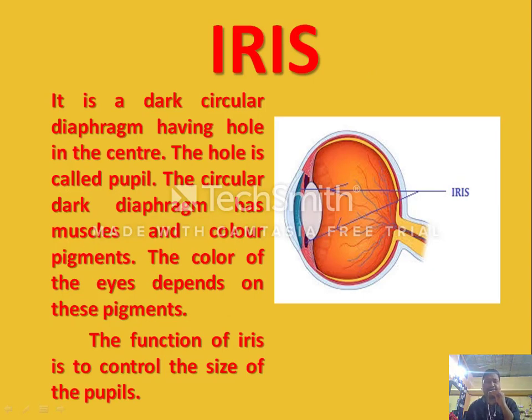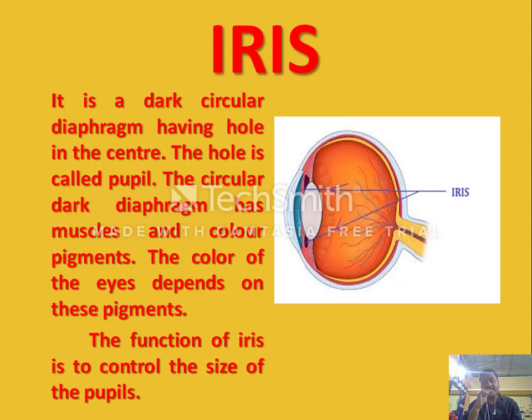The second component of the eye is called the iris, which has already been described. It's a dark circular diaphragm having a hole in the center. The hole is called the pupil. The circular diaphragm has muscles and color pigments. The color of the eye depends on these pigments. So that means the iris is colorful due to the presence of some pigments.